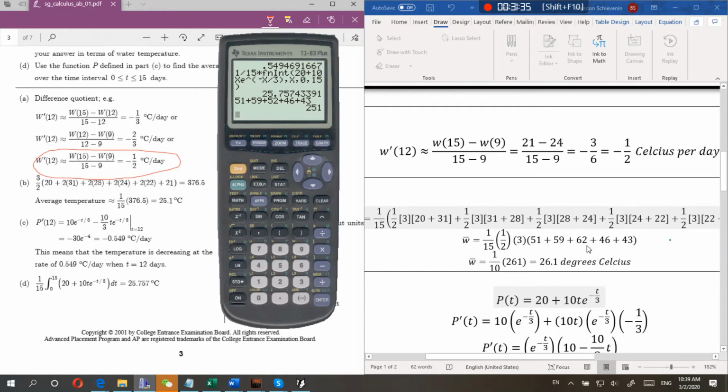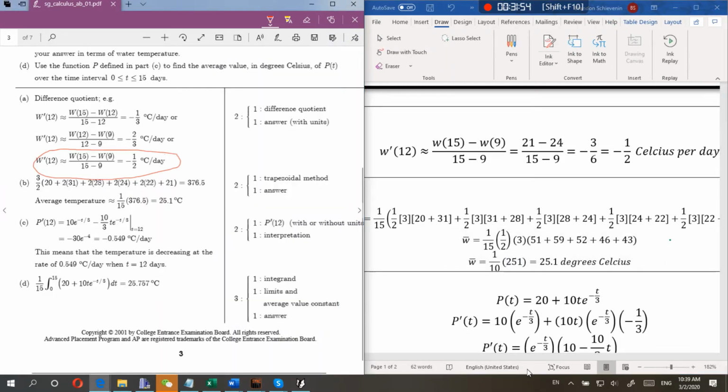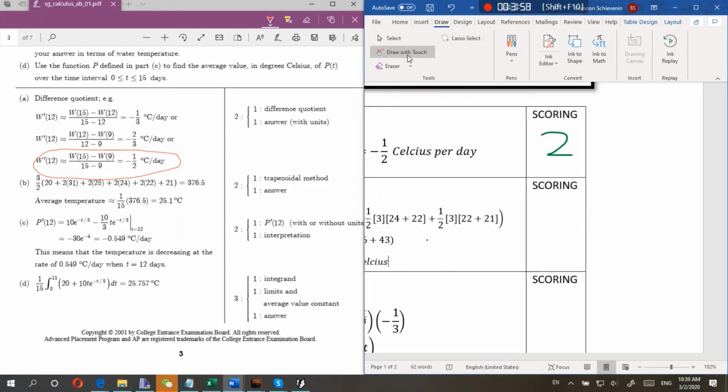51, 59, 62. 28 plus 24 is 52. Okay, that's where we went wrong. That decreases by 10 for our final answer. This would be 251 instead. And 251 divided by 10 is 25.1. So we would get only 1 point there, because we did use the trapezoidal method correctly, but we didn't use the answer.